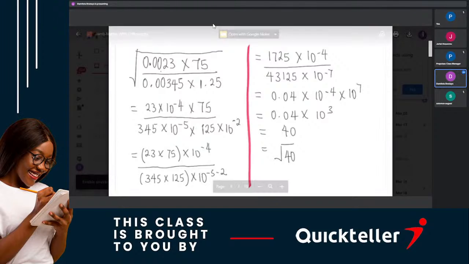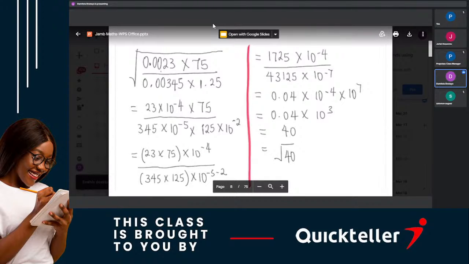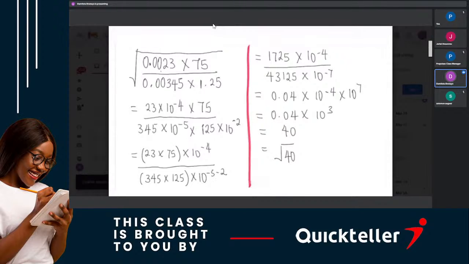According to the law of indices, if you are dividing indices, you need to do a subtraction. That means 10 raised to the power minus 4 minus minus 7, and minus minus will give you plus 7. Because it is a division, it becomes positive 7. Minus 4 plus 7 is 3, so that gives 10 to the power 3. So I have 0.04 times 10 to the power 3, and that gives me 40.